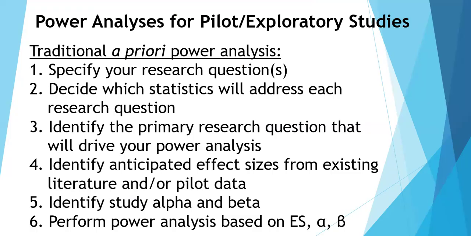So let's review. In a traditional a priori power analysis, you would specify your research questions, decide which statistics you're going to need to compute to address each part of the questions, and identify the primary research question if you have more than one. If you have multiple primary research questions, and not a primary and a secondary, you will want to perform a power analysis for each primary research question.